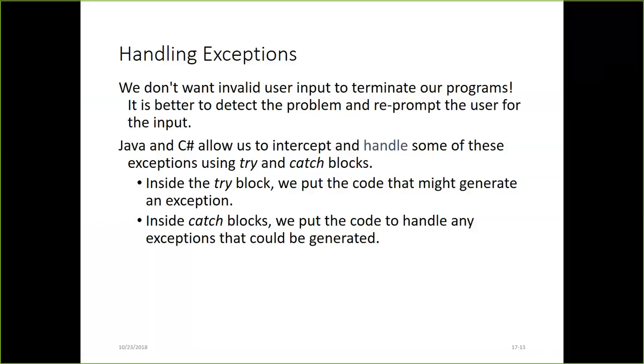So now the question is, how do we handle exceptions? We handle exceptions using try and catch blocks. In Java and C++, we handle exceptions using try and catch blocks. In the try block, we put the code that may cause an exception. We put the entire code that may cause an exception into the try block. And we use some catch blocks. Within the catch block, we put code to handle any exceptions that are generated or may be generated in the try block.